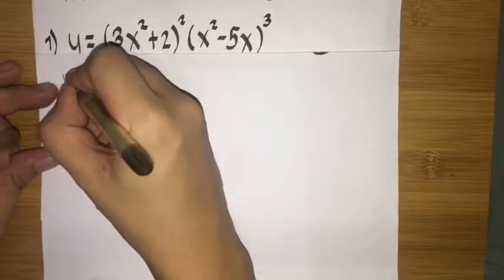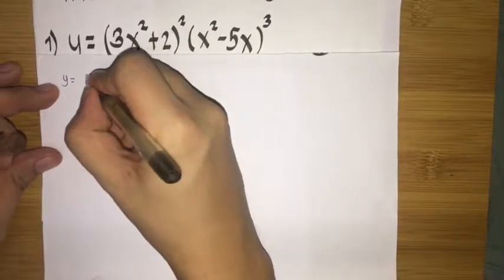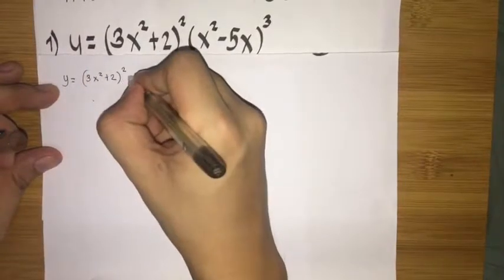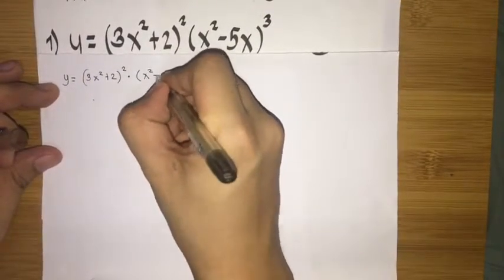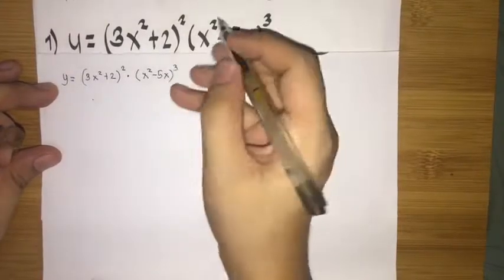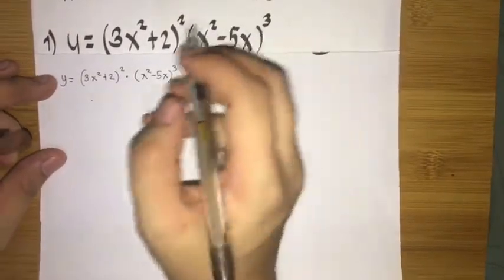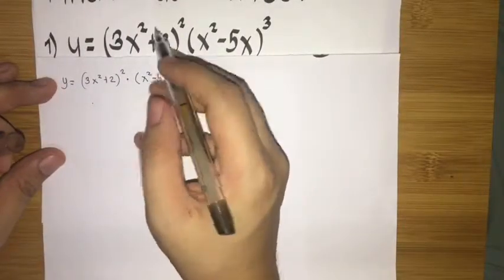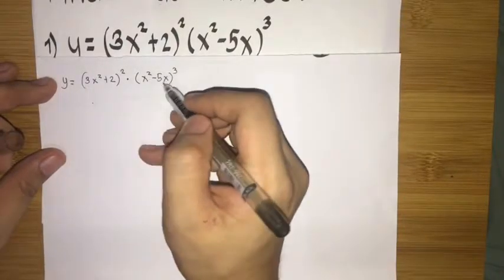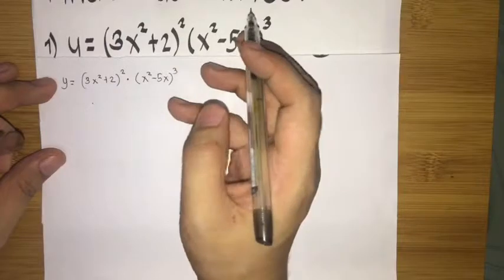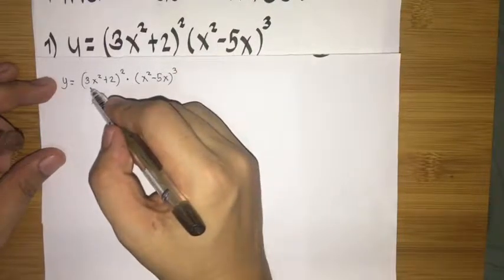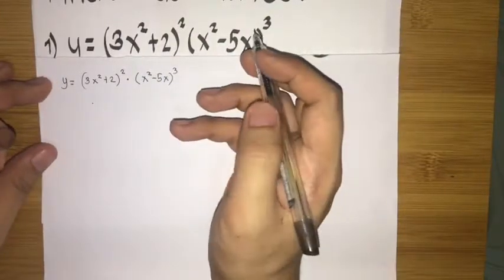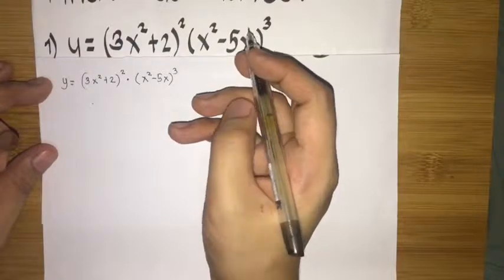So we have y is equal to (3x squared plus 2) quantity squared times (x squared minus 5x) quantity cubed. So obviously it is an example of the product of two different functions, and each function is a composite one because they involve a quantity raised to a particular power, in this case 2 and 3. So we will use both product rule and chain rule to attack this problem.